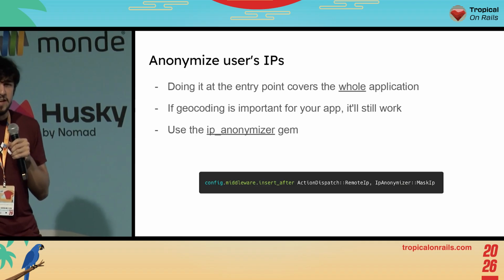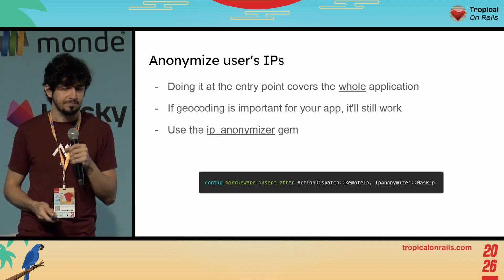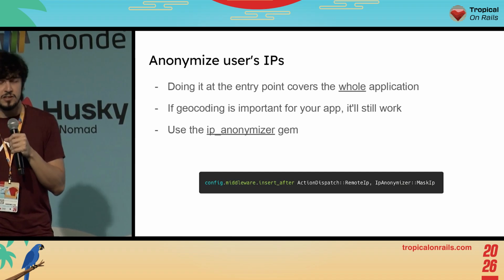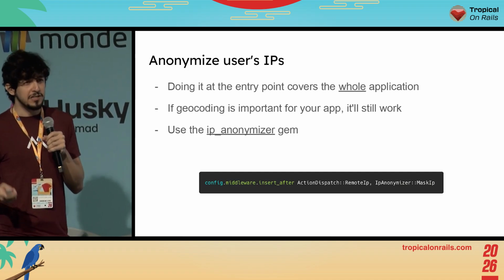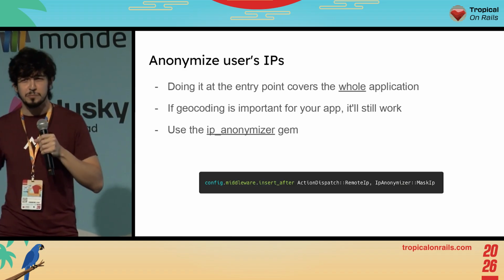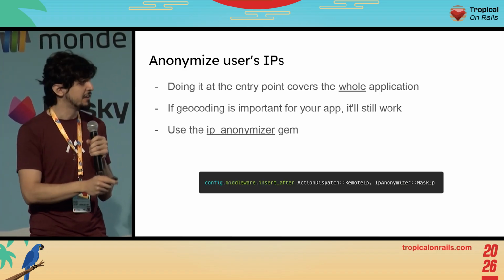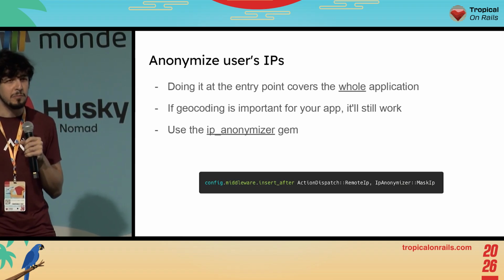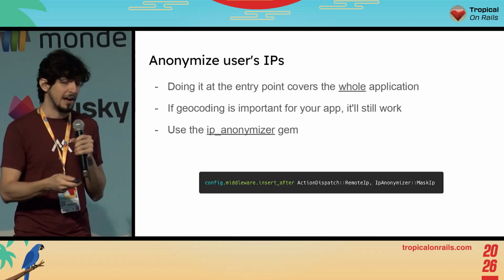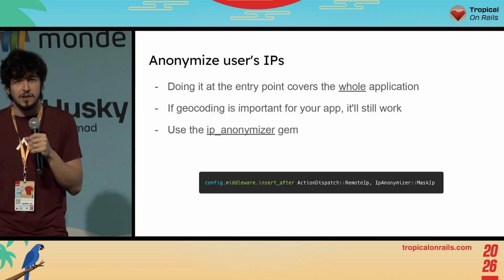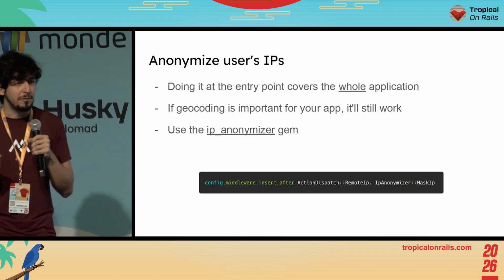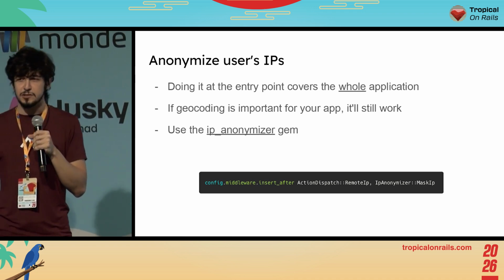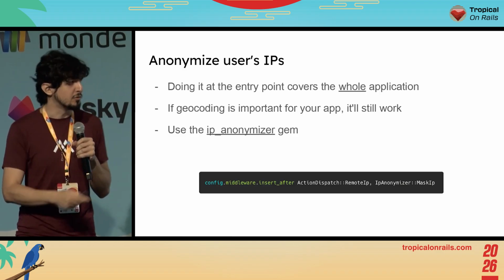The other way to minimize data that enters your app is anonymizing the user's IP. Just like strong parameters, if you do it at the entry point, you don't have to worry about it in the rest of your application. And maybe you're thinking, but I do need geocoding in my application. This is important for it. That's fine. The technique that I'm going to show here is very simple and is still going to work with geocoding. You can solve that by just installing the IP anonymizer gem and setting its middleware to run after the remote IP. That's going to solve the problem with IP, and you're going to be compliant. This gem and another gem from the same family were explicitly developed to be compliant with privacy law. So you're safe using that.